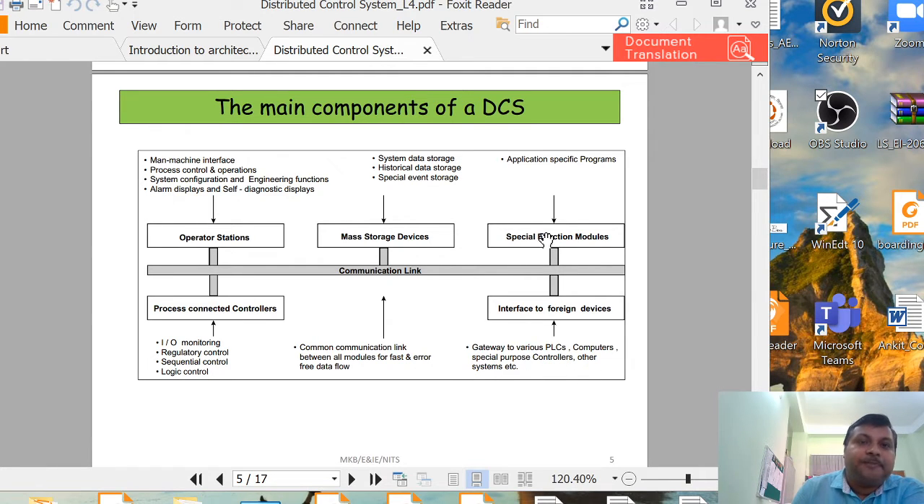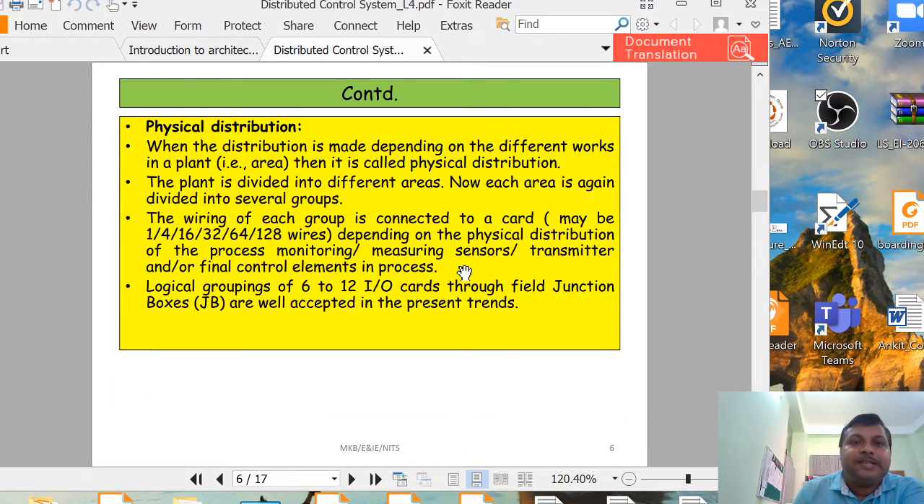So you see here the components of DCS have different functions and they are distributed; not a single computer or single device executes the whole job. The total control functions along with other functions are distributed among several modules. And what is the meaning of physical distribution? When the distribution is made depending on the different works in a plant based on area, it is called physical distribution. The plant is divided into different areas. Now each area is again divided into several groups.